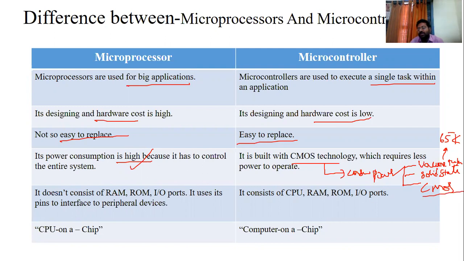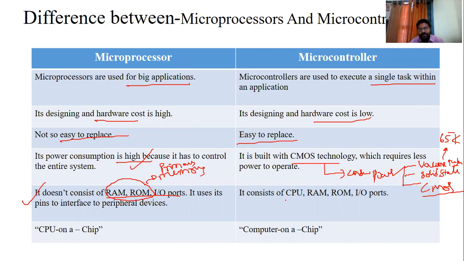Nowadays many people are using this CMOS technology. It doesn't contain any RAM, ROM, or input output ports. RAM and ROM are the memories. I can call them the primary memory.